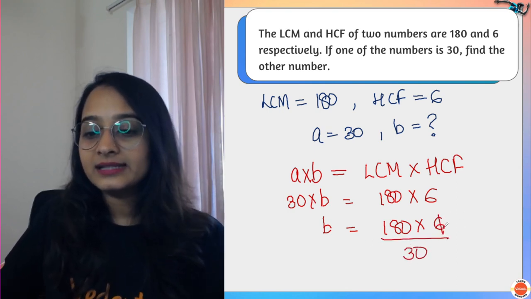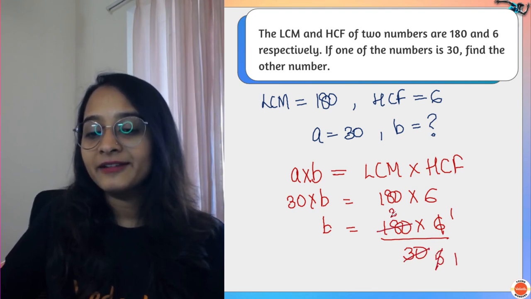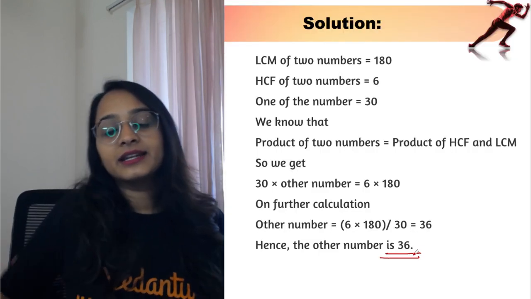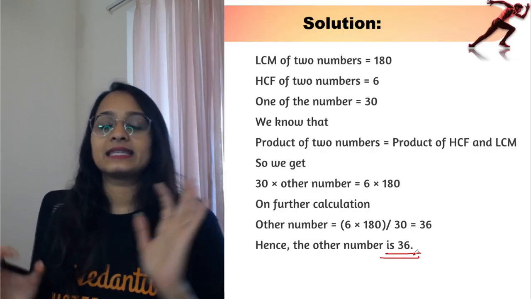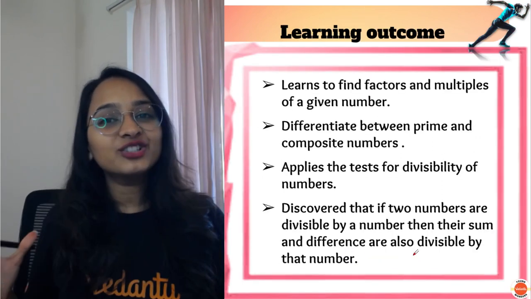So you can cancel: 6 into 1, 6 into 5, 5 into 1, 5 into 36. So what is the other number? The other number is 36. Understood? With this, we have finished the entire chapter.